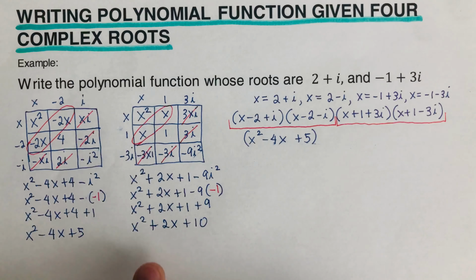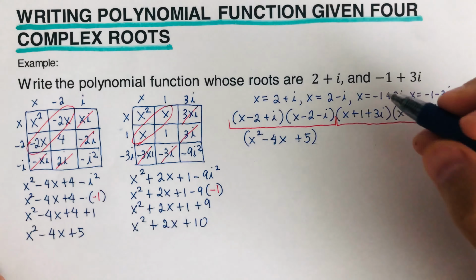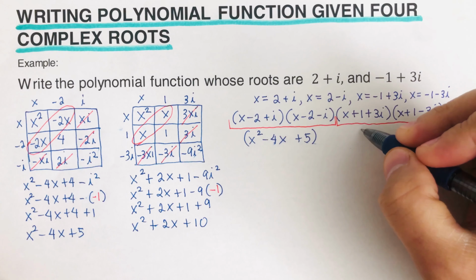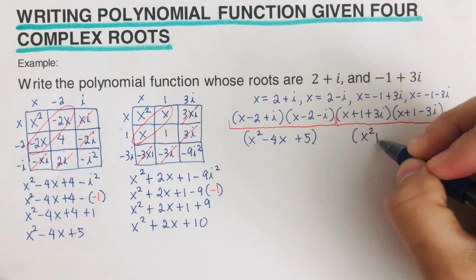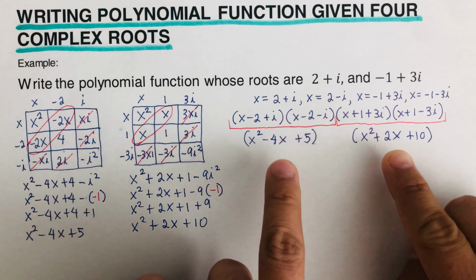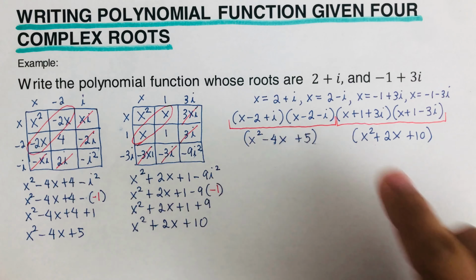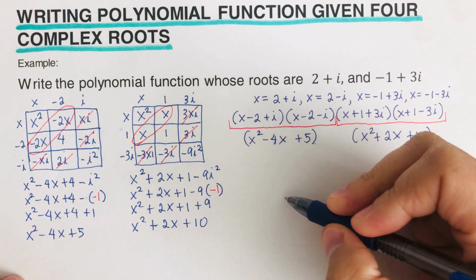Okay, so when we simplified it, it came out to be x squared plus 2x plus 10. So I'm going to write that up here. So this becomes x squared plus 2x plus 10. Now, what we are going to do next is multiply these two together. So it's going to be, again, another 3x3 box. Then I'm going to show the work down here.